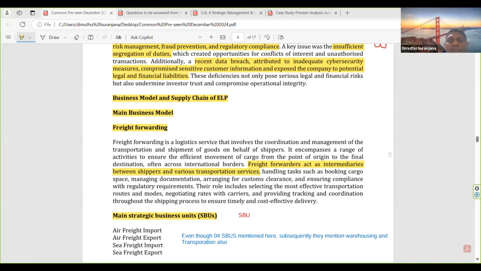Handling tasks such as booking cargo space, managing documentation. These are work they normally perform. Arranging customs clearance and ensuring compliance with regulatory requirements. Their role includes selecting the most effective transportation routes and modes, negotiating rates with carriers, and providing tracking and coordination throughout the shipping process to ensure timely and cost-effective delivery. Right?